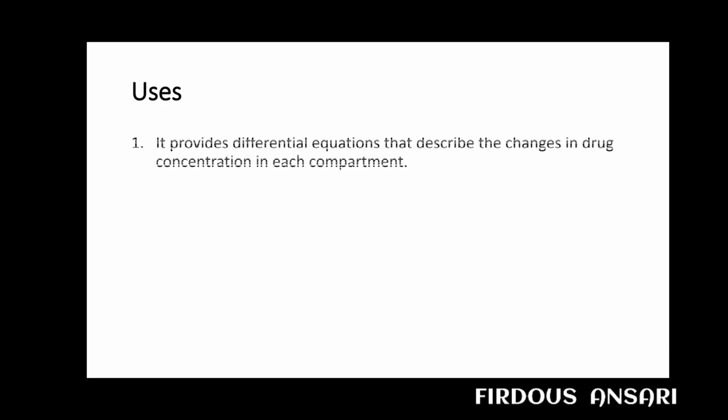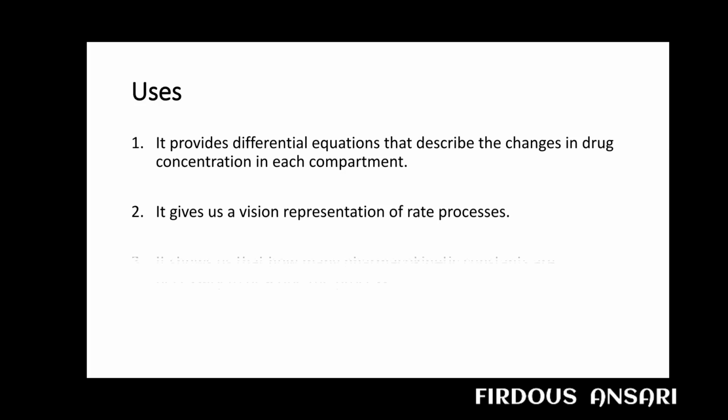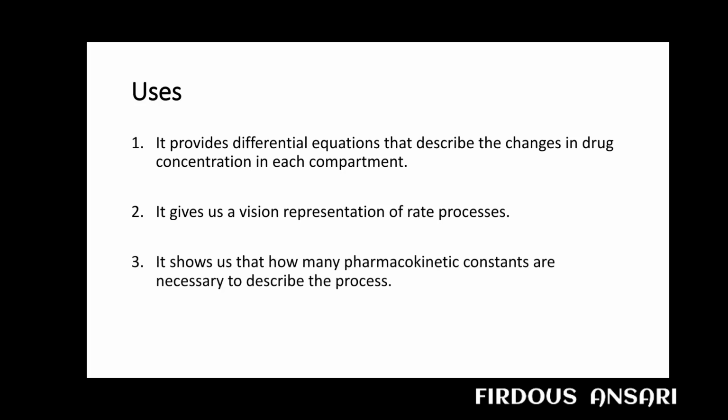Next, we will check out few uses of this mammillary compartment models. First of all, it provides differential equations that describe the changes in drug concentration in each compartment, like how much drug concentration is changing in each compartment, we will get to know. Secondly, it gives us a visual representation of rate processes, like it gives us knowledge of at what speed the process is going on, like time required for absorption, time required for distribution, time required for metabolism, and time required for elimination of the drug. Lastly, it shows us how many pharmacokinetic constants are necessary to describe the process.